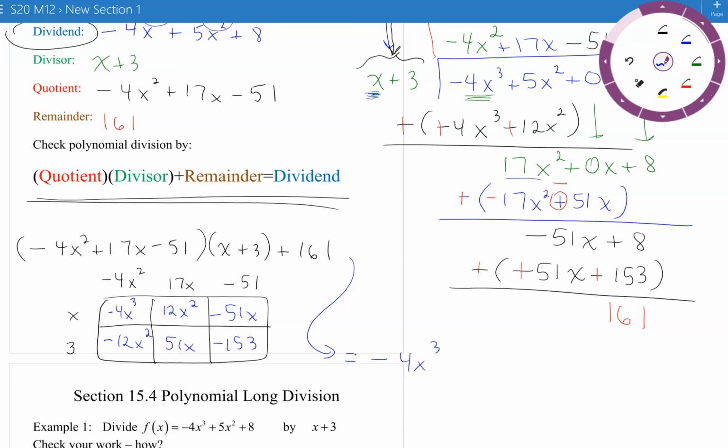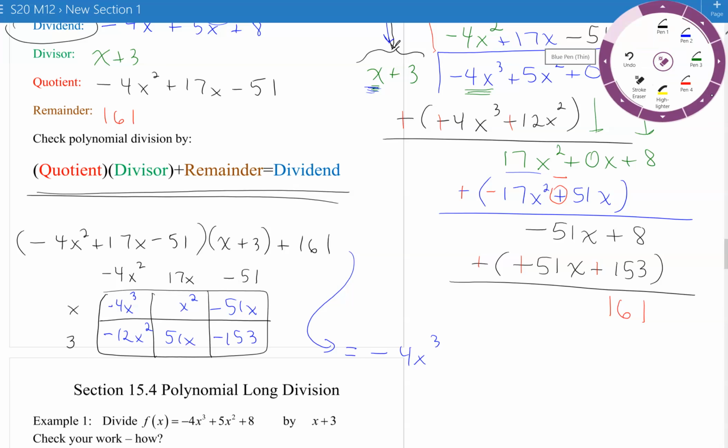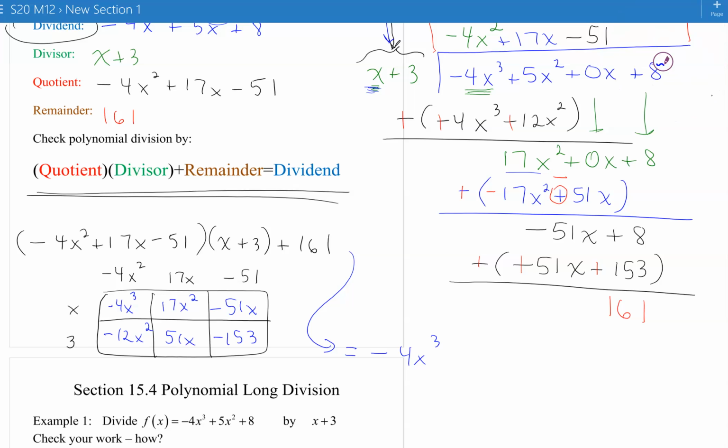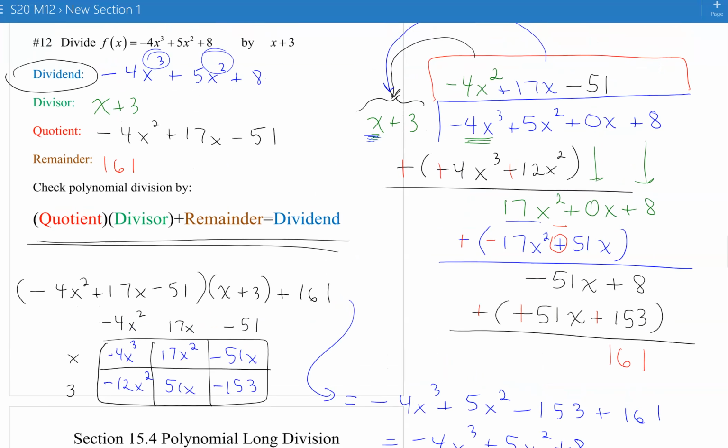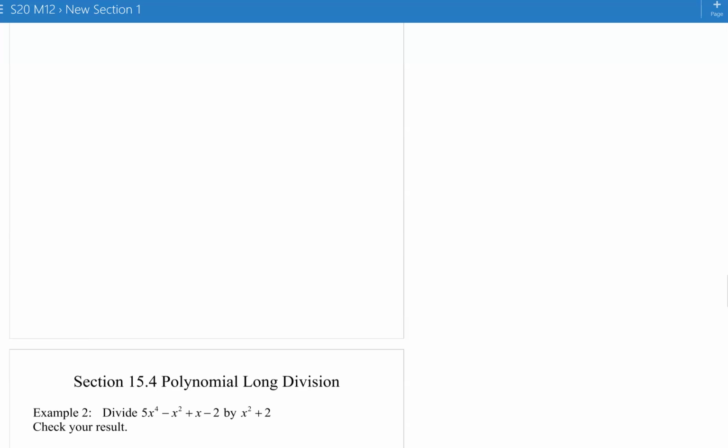Except I see an error, so hopefully you saw it too. This term should be a 17. So I should have plus the 5x squared. Then the 51x's cancel, so minus 153, and then plus the 161 remainder. So I get negative 4x cubed plus 5x squared plus 8, which was our dividend. So you should never give the wrong answer for one of these problems because you can check your work.